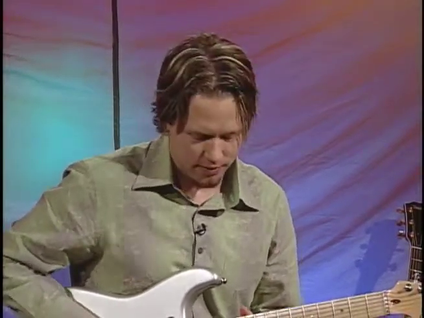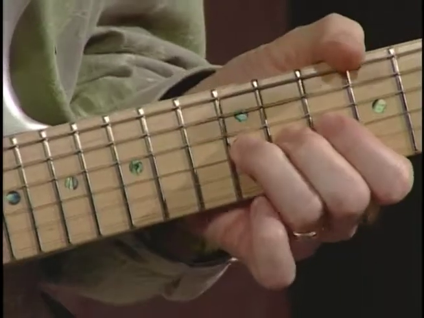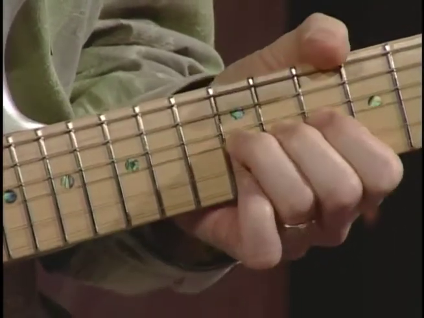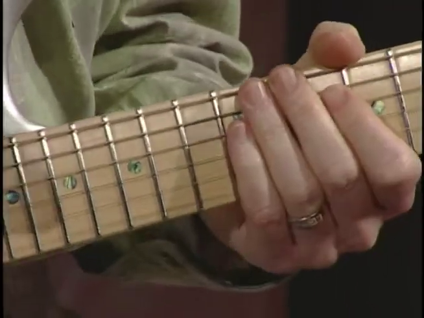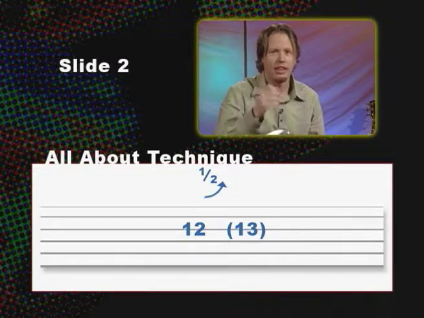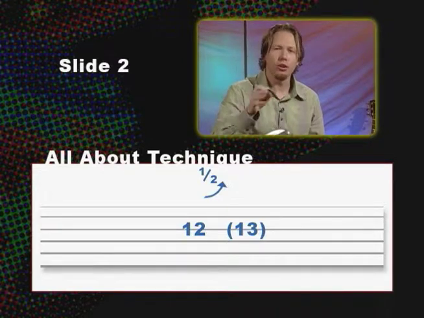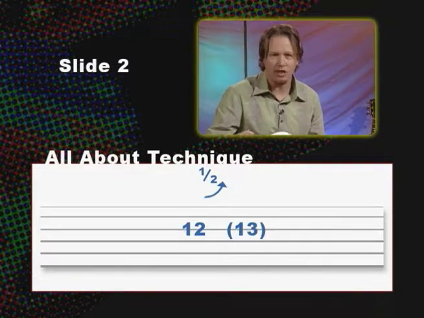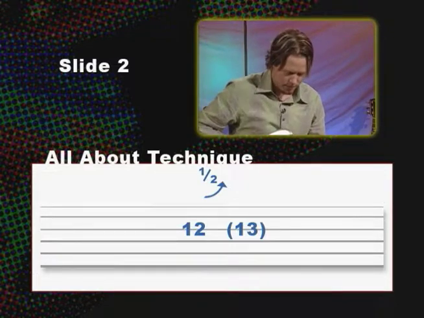Now, what a half bend would be exactly half of that. We would want the note to sound like the pitch a half step up. For example, 12 would now sound like 13 if I do a half step bend. So if we call up slide number 2, you'll see 12 with the arrow, a half above it indicating a half step bend, then 13 in parentheses, and that parentheses indicating what the 12th fret should end up sounding like. So again, we test the note.